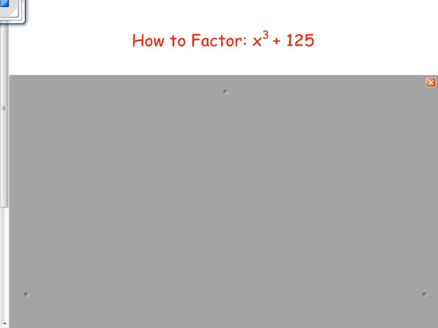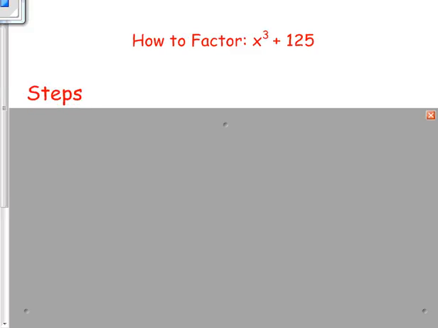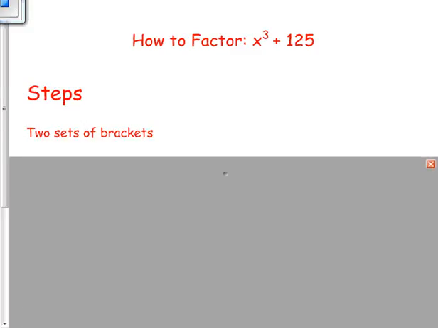All right, so how do we factor one? We'll look at an example here, x cubed plus 125. We've got two terms, we've got a plus sign, x cubed is a cube term, and 125 is a cube term. The cube root of 125 is 5, because 5 times 5 is 25, and 25 times 5 is 125. Our first step, we need two sets of brackets, just like difference of squares. One has two terms in it, and a bigger one has three terms in it.